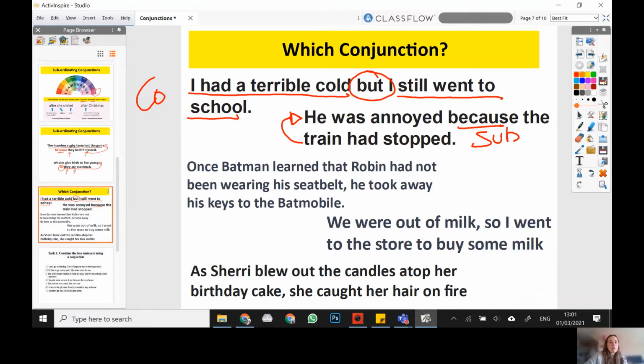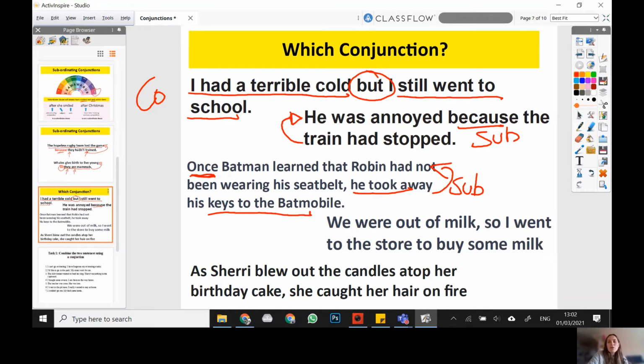Okay, so trying to figure out, is it coordinating or subordinating? Well, there's my conjunction, once. Okay, once Batman learned that Robin had not been wearing his seatbelt, he took away his keys. I know that this information depends on the information in front. If I just had the sentence, he took away his keys to the Batmobile, I don't really understand what that's linked to. So because it's linking the information, one depends on the other to make sense. This is also a subordinating conjunction.